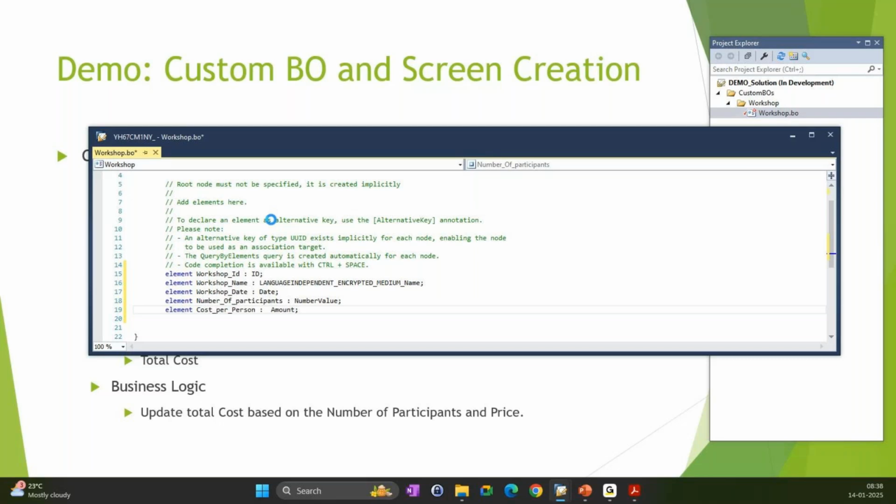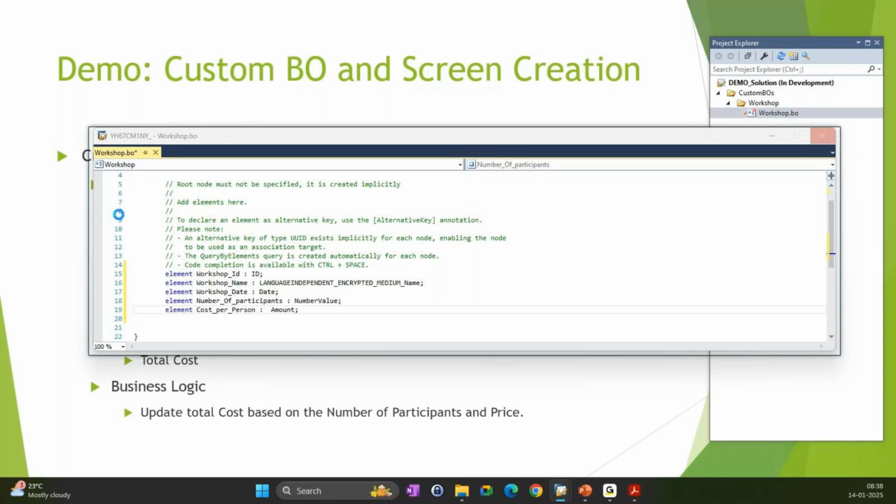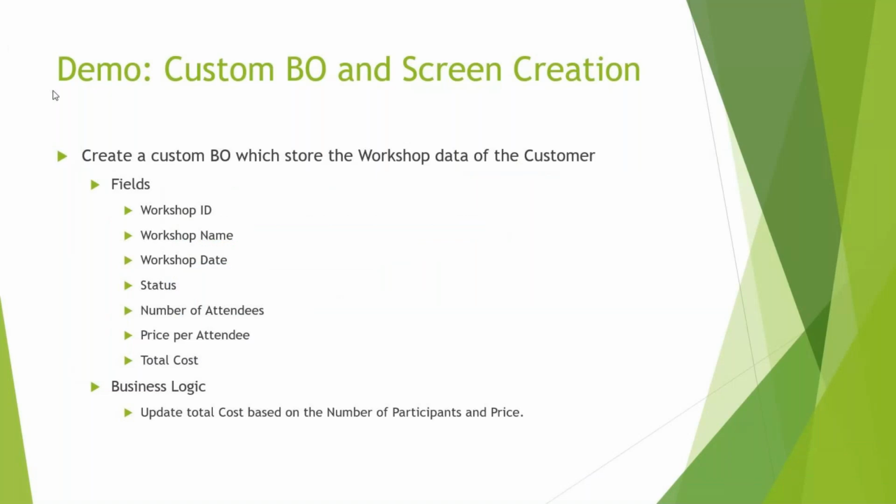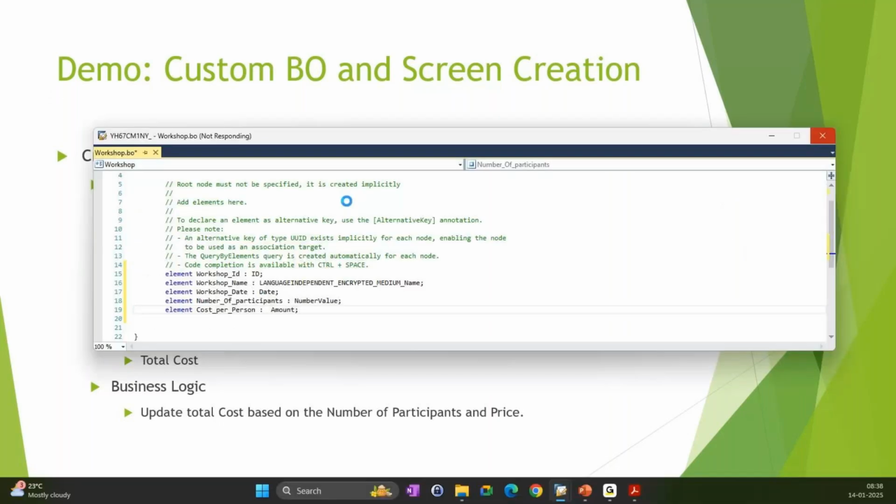This one we will do in a BO. If you want to add a new element, for now we just added 5 elements, but in our example we have other fields as well, like the status and other things. Those we can add later going forward.